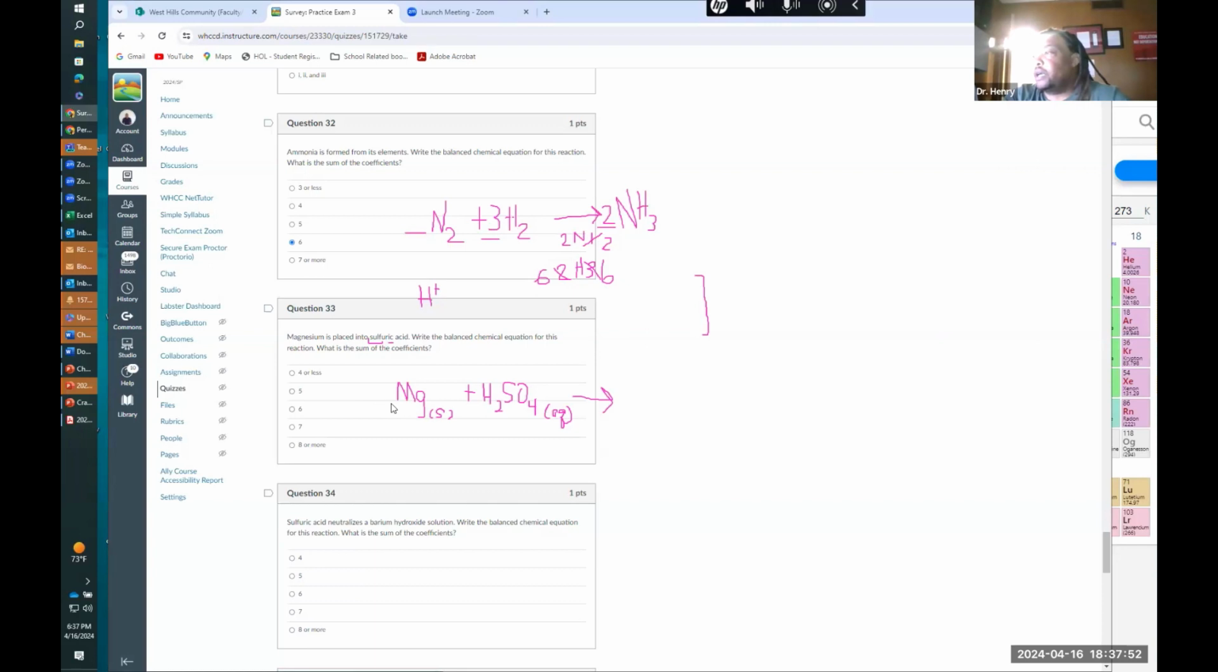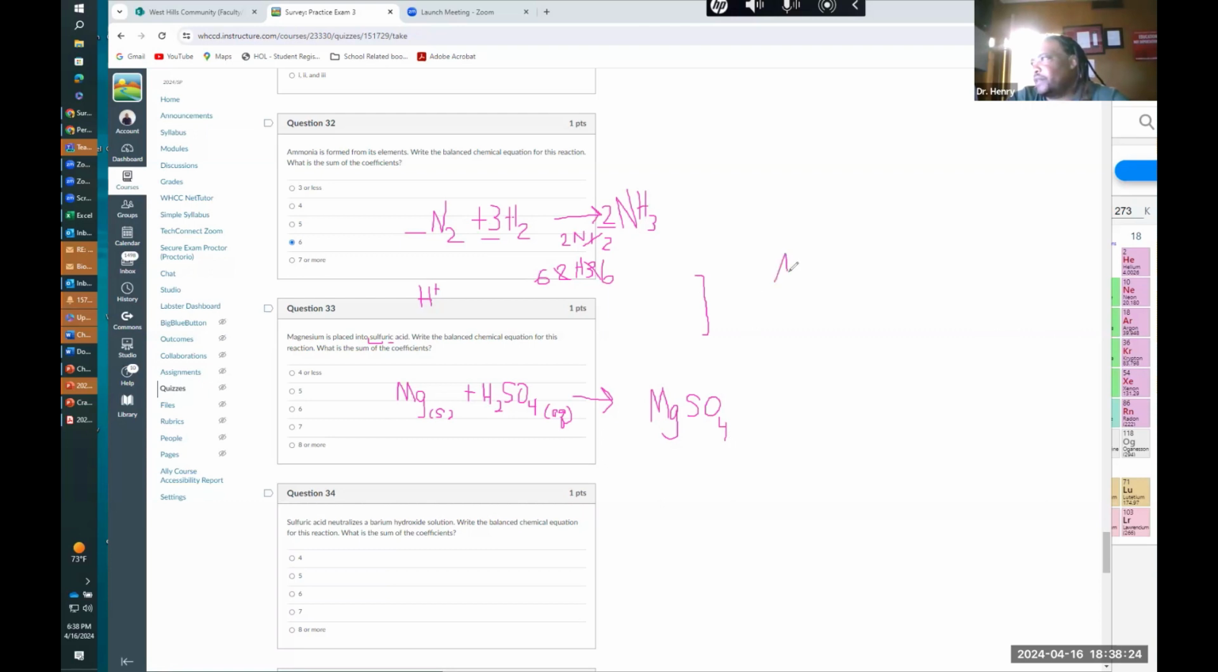Here, I am going to do what's called a single replacement reaction. We talked about that in the very, very beginning. So in this case, the magnesium is going to be replacing the hydrogen. Then we're going to end up getting magnesium. And we know that magnesium is a 2 plus when it forms an ion, and the sulfate is a 2 minus when it forms an ion. So it's going to match up perfectly.